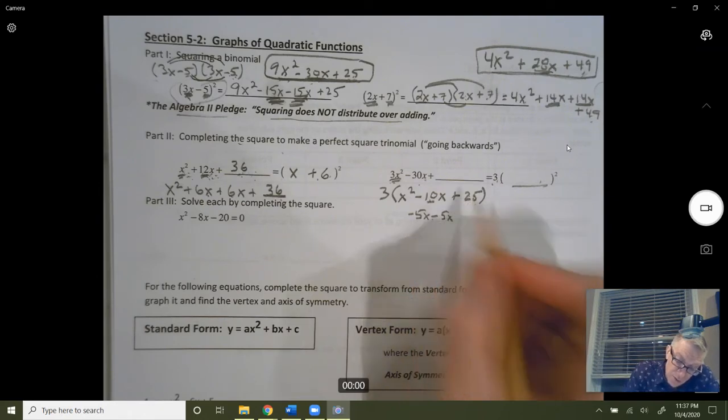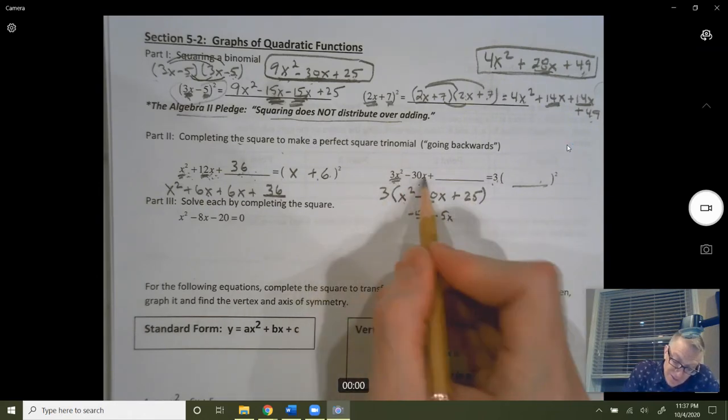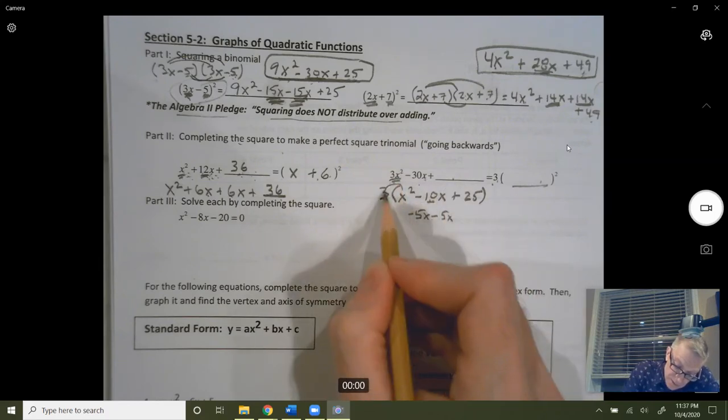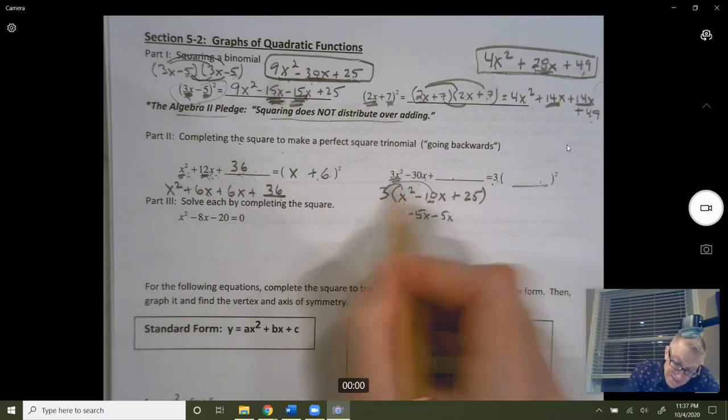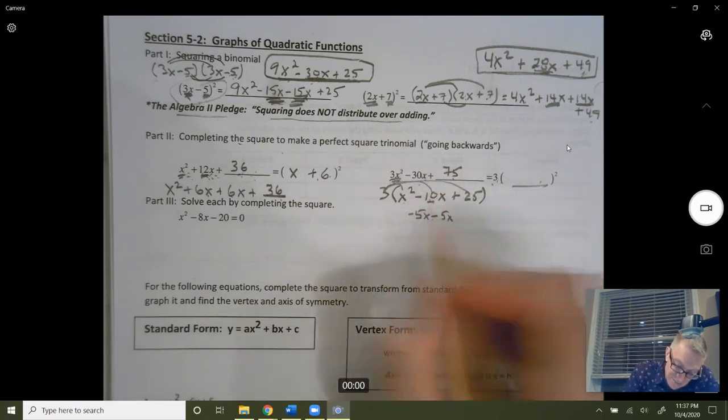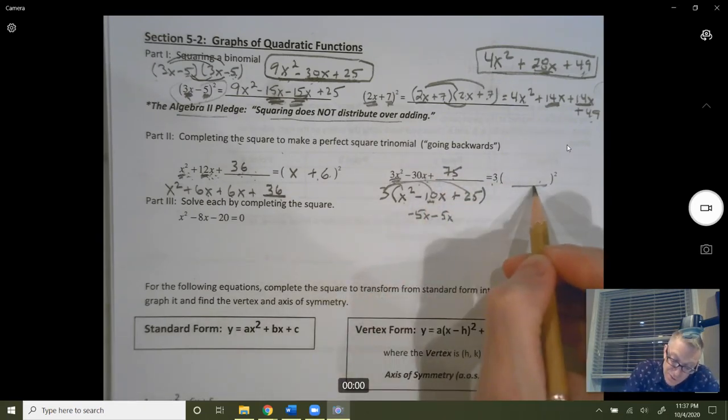Okay. So if you wanted to figure out what actually goes here, this was the 3x squared, this was the minus 30x, and this is the plus 75. Okay. That's not an important part. The important part is figuring out what goes here.